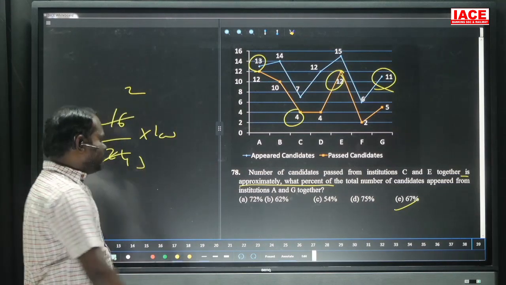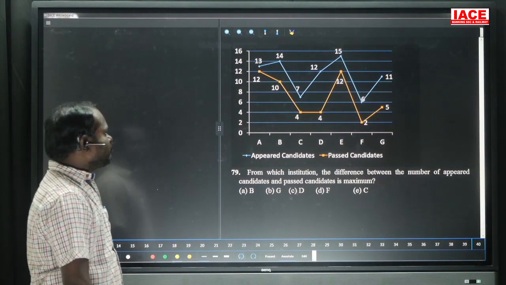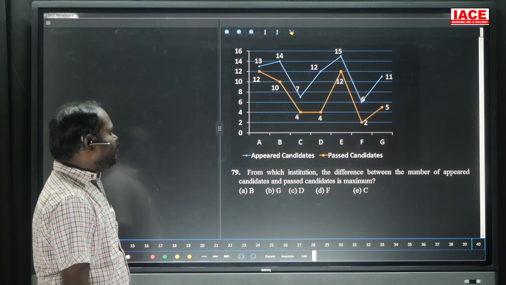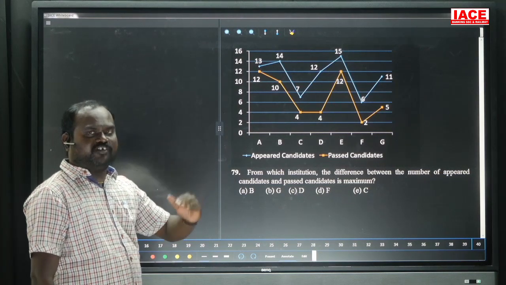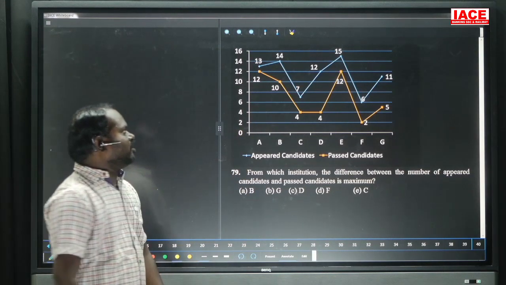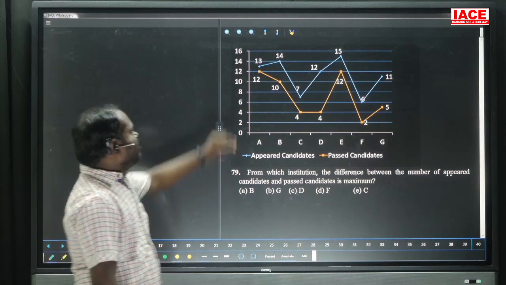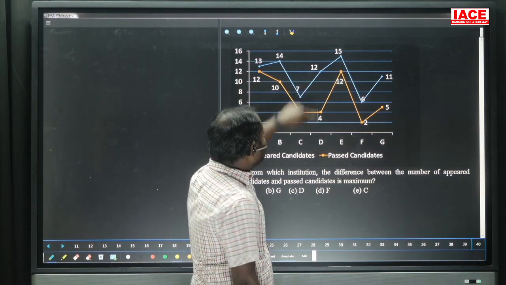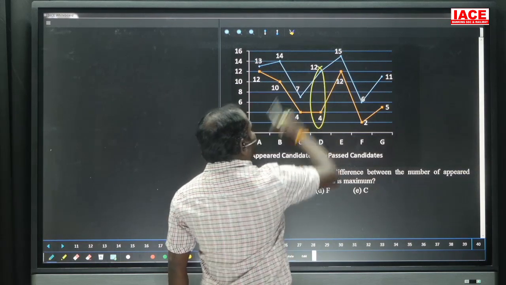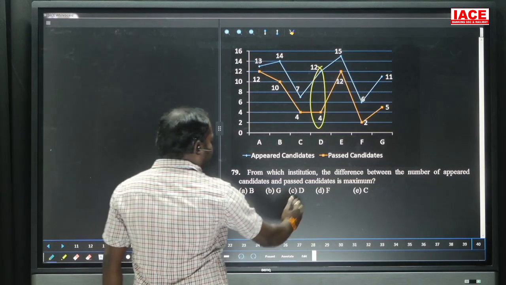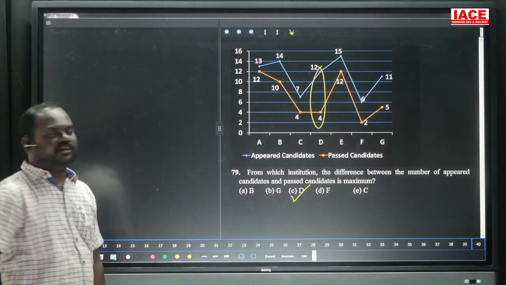Right, next. 79: from which institution is the difference between the number of appeared candidates and passed candidates maximum? The difference between appeared and passed should be maximum. Just observe the graph carefully. Where is the maximum difference and where is the least difference? The maximum difference is here, that is in D. Just observe carefully. Next.